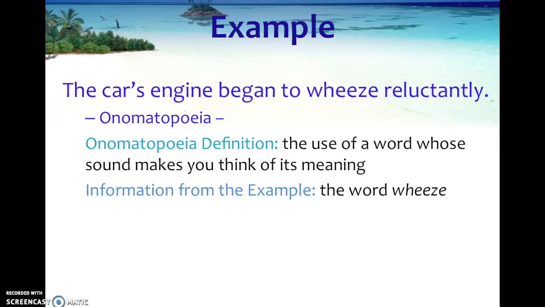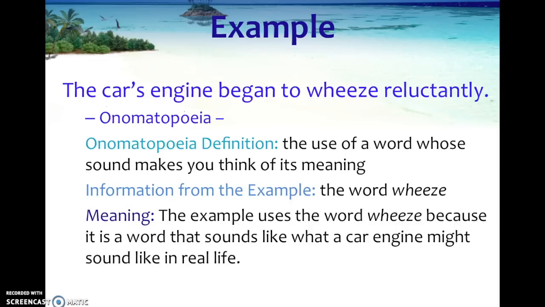That's right. So we take the definition and now we add in what information is important to use. And in this case, it's the word wheeze. So we get those two things, and here's our explanation. The example uses the word wheeze because it is a word that sounds like what a car engine might sound like in real life. Right. Onomatopoeia is pretty simple because they're just words that sound like sounds.